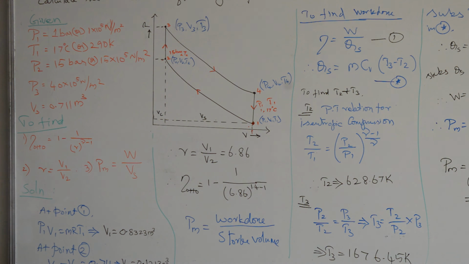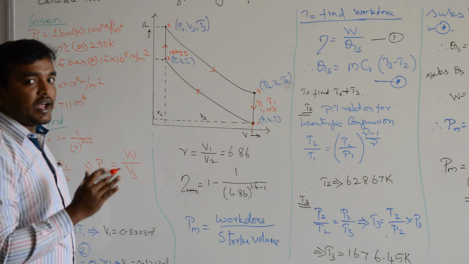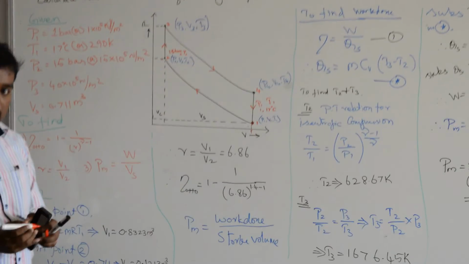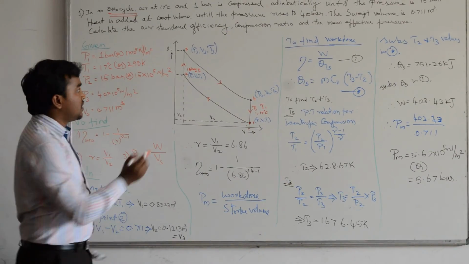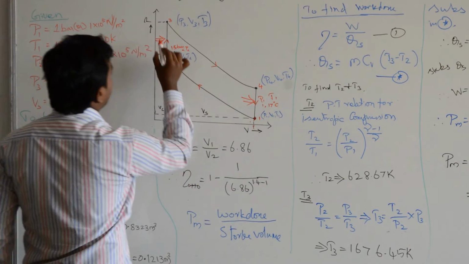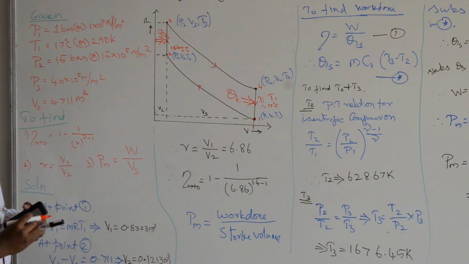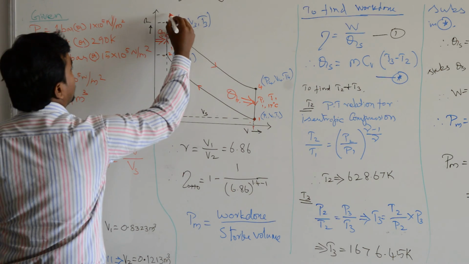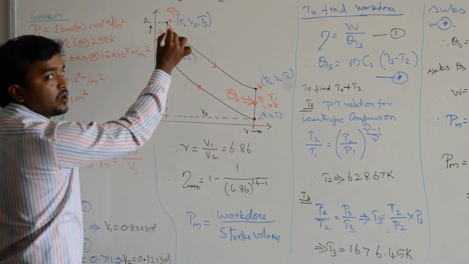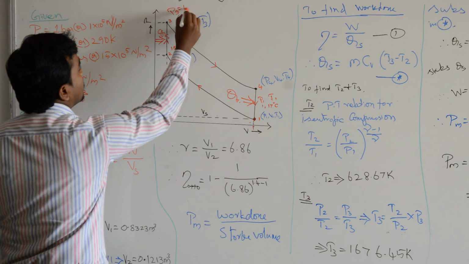Then heat is added at constant volume until the pressure rises to 40 bar. So the pressure is already at 15 bar, then we add the heat. Automatically, if heat is added to the air, its pressure increases. So here the heat is added and here the heat is rejected, Qs and Qr. What is given? Heat is added at constant volume until the pressure rises to 40 bar. That means the P3 value is 40 bar. The pressure rises from 15 bar to 40 bar because heat is added at constant volume. P3 is equal to 40 bar.